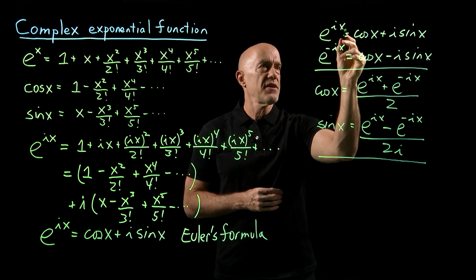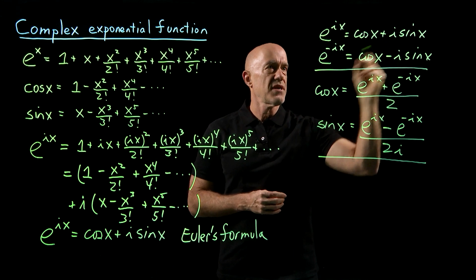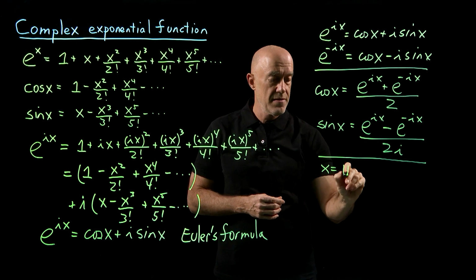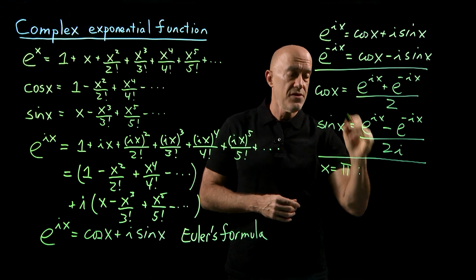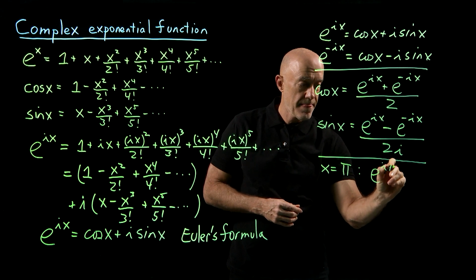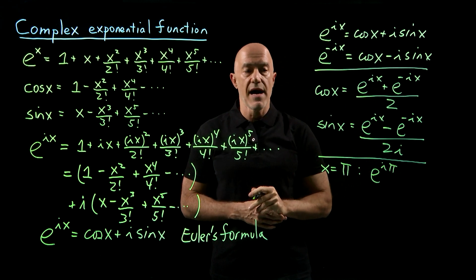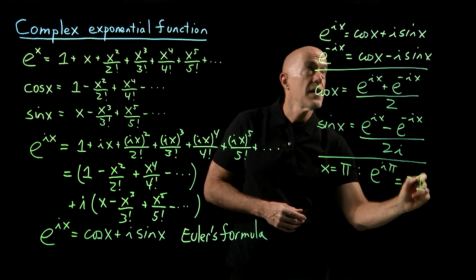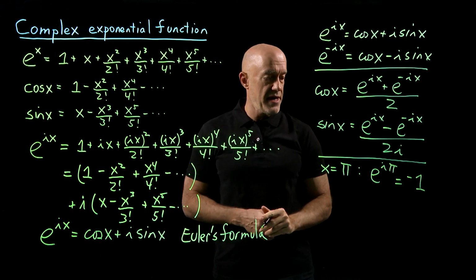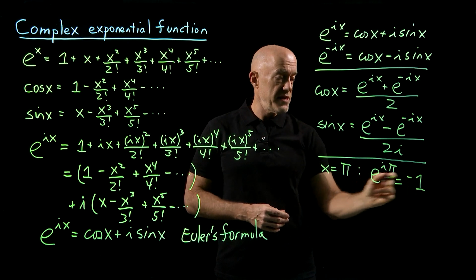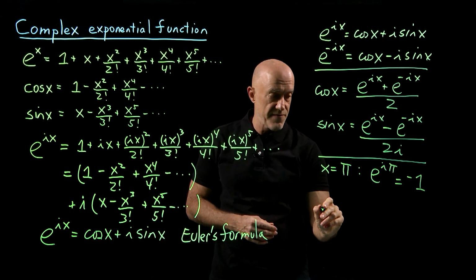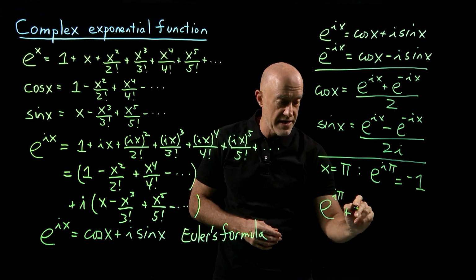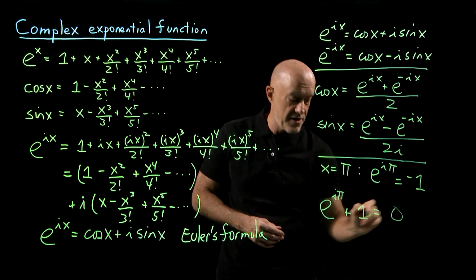If we look at e to the ix equals cosine x plus i sine x, and we plug in x equal to pi, then we would get e to the i pi equals cosine pi. Cosine pi is -1 plus i sine pi. Sine pi is 0. So then if we write this in a more t-shirt friendly way, we would get e to the i pi plus 1 equals 0.